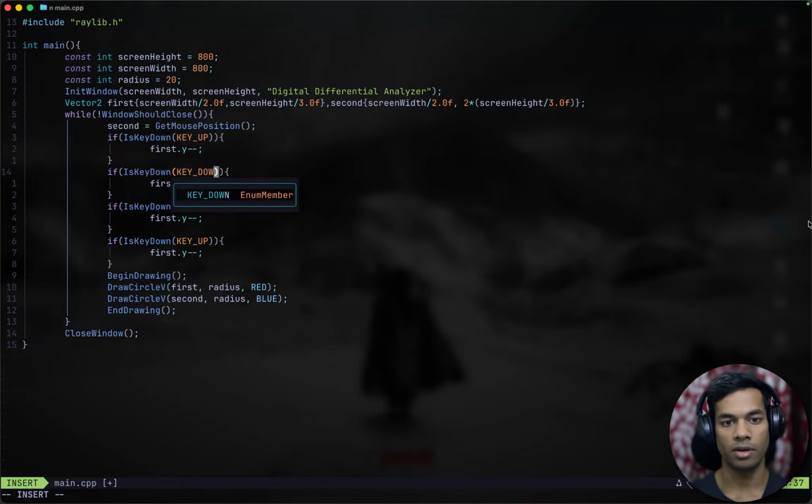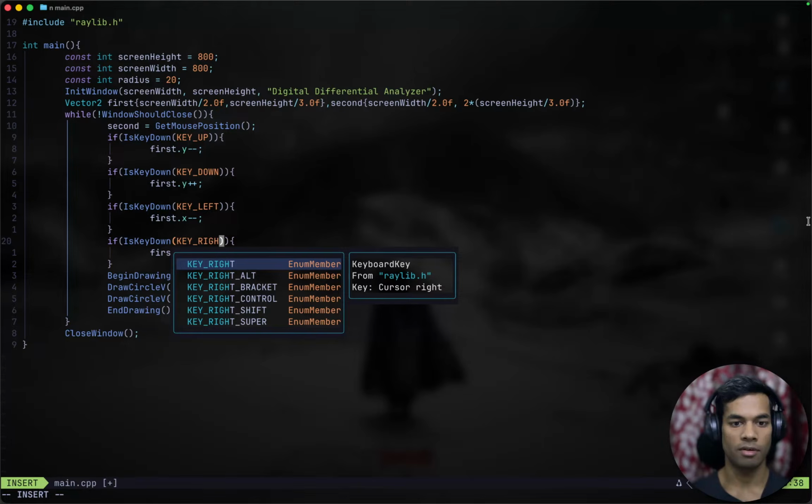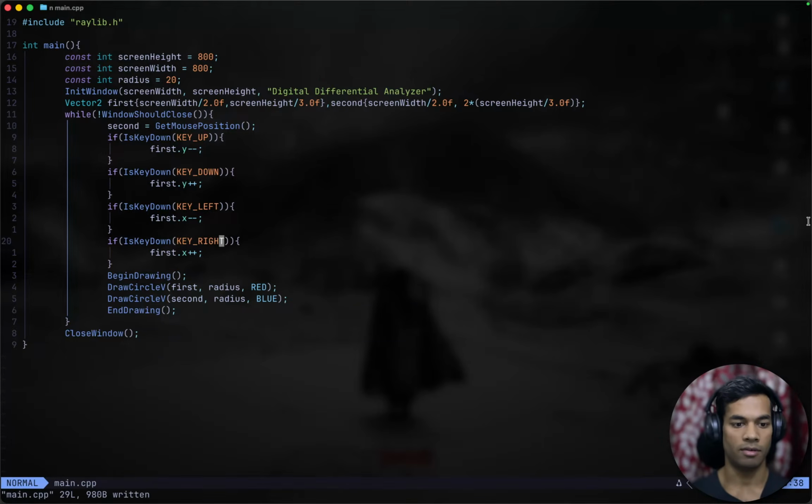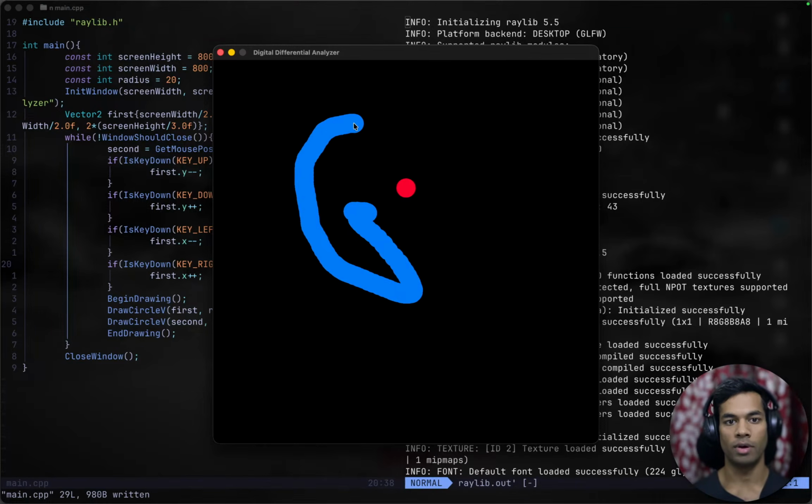If we press the down key, then the y position will increase. That makes sense. And if we press the left key, then x will decrease, x minus minus. And if we press the right key, then x will increase, x plus plus. And I think that is cool.